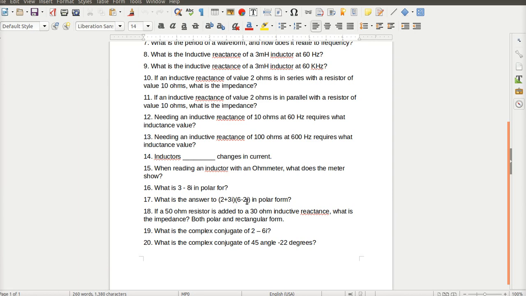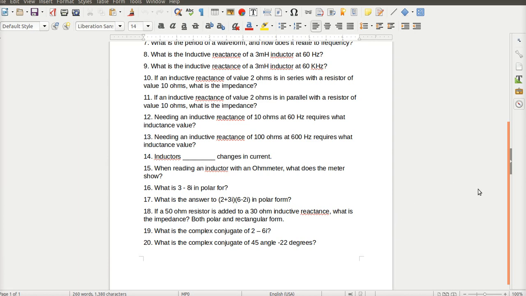If a 50 ohm resistor is added to a 30 ohm inductive reactance, what is the impedance in both polar and rectangular form? They are in series. And then complex conjugate. I didn't look up where he talks about it, but you can Google it. What is the complex conjugate? I'm giving you a rectangular form, so you know how to turn any rectangular form and find the complex conjugate of a rectangular form. And what is the complex conjugate of a polar form? I'm giving you a polar form and asking you what the complex conjugate is.